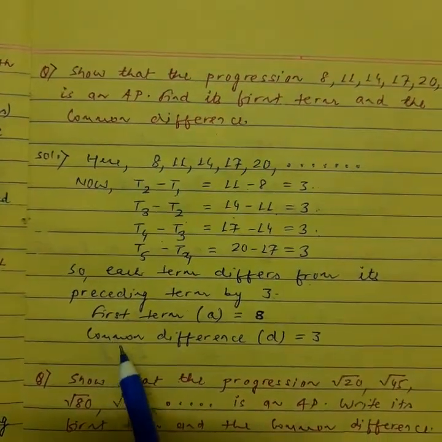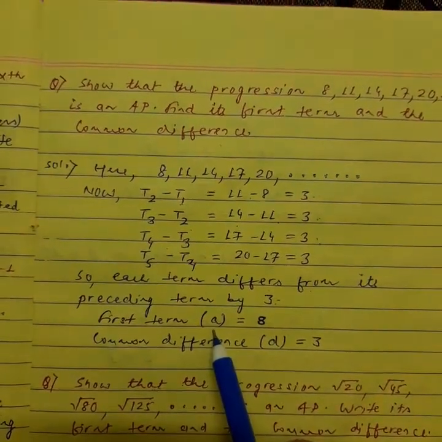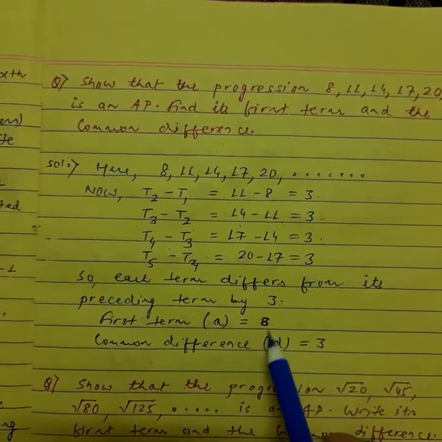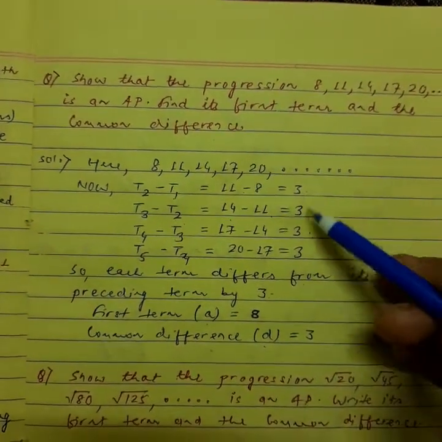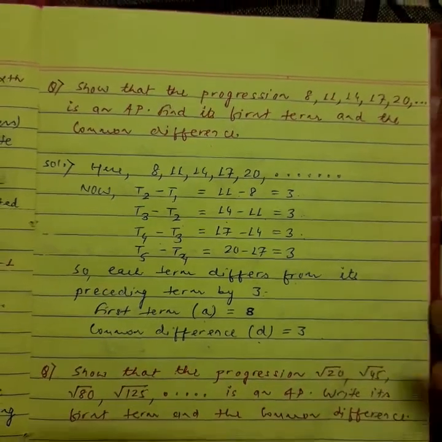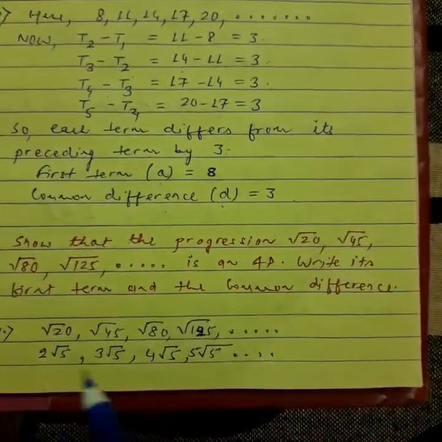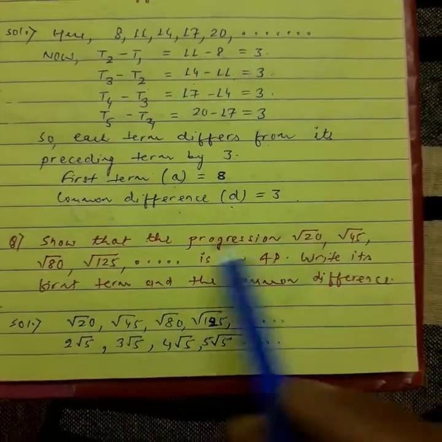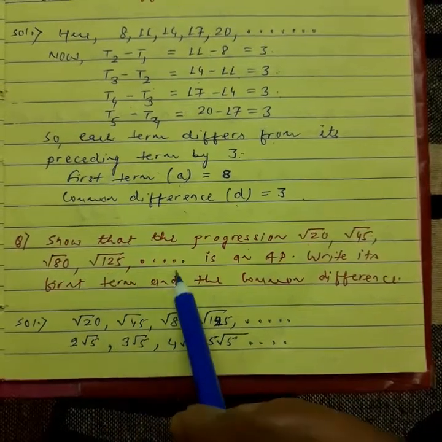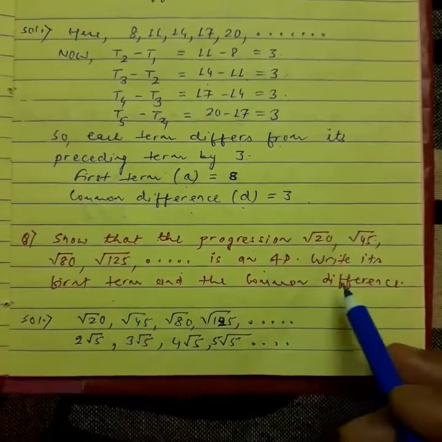Normally we will denote the first term with a small letter a, that is 8, and the common difference is denoted by small d, and that is 3. Let us understand the same question with a different sequence, so that the progression root 20, root 45, root 80, root 125 and so on is an AP. Again we need to write its first term and common difference.